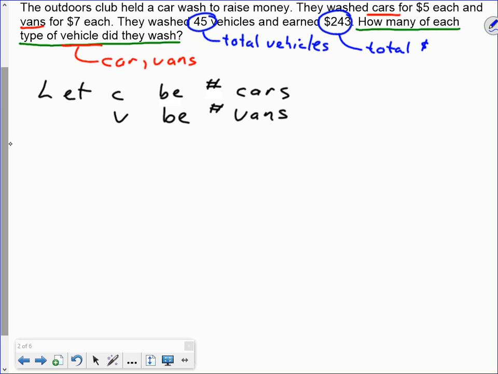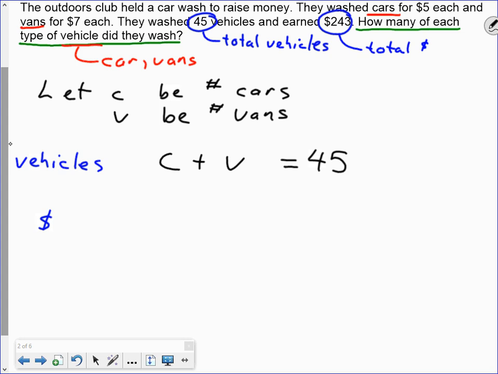So we're going to have an equation for vehicles. And we're going to have another equation for, let's say, amount of money raised. So what do we know about vehicles? Well, we know that there's a total of 45 vehicles. How many of those are cars and how many of those are vans? Well, that's what our variables represent here. C is the number of cars, V is the number of vans. So the total number of vehicles is the number of cars, C, plus the number of vans, V.